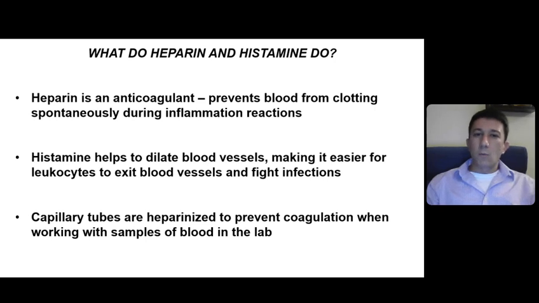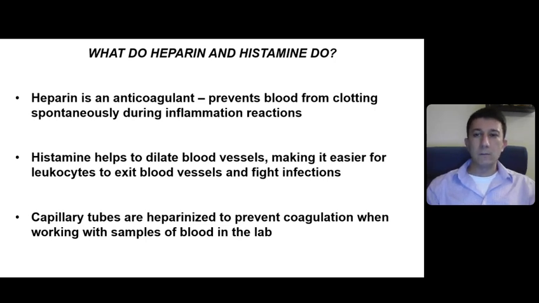So next we'll examine what the chemicals called heparin and histamine do. Heparin is an anticoagulant that prevents blood from clotting spontaneously during inflammation reactions, because what we end up seeing during inflammation reactions is that blood vessels dilate, and in doing so, blood flow slows down.